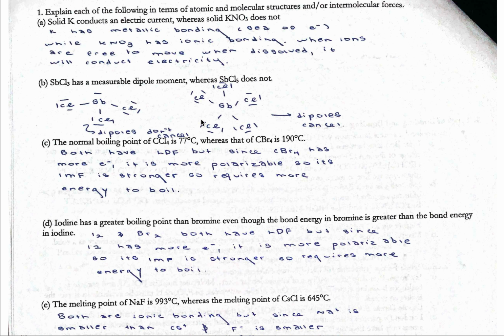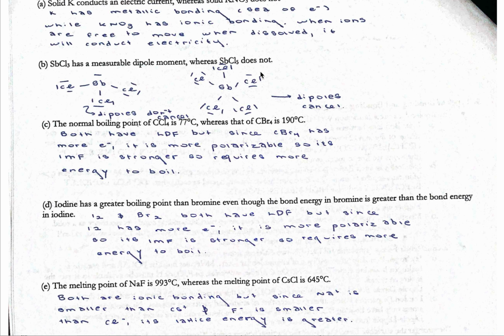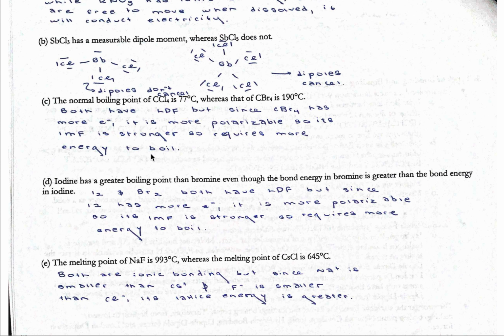Here, make sure if you're explaining dipole moments, don't just say polar or nonpolar. Make sure to say, well, this is nonpolar because its dipoles cancel, or this is polar because the dipoles don't cancel. So nonpolar: dipoles cancel; polar: dipoles do not cancel.